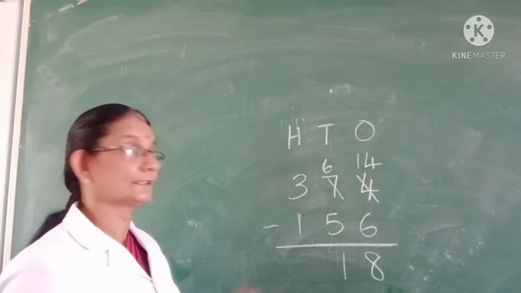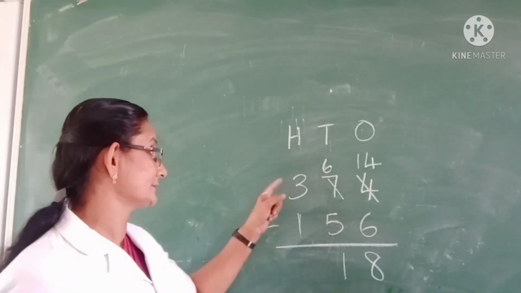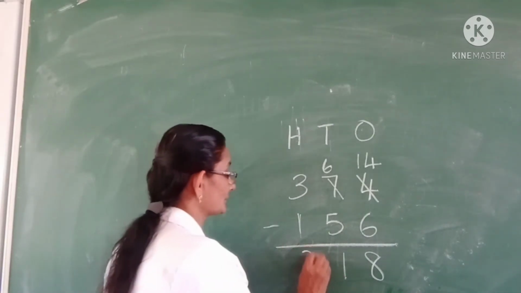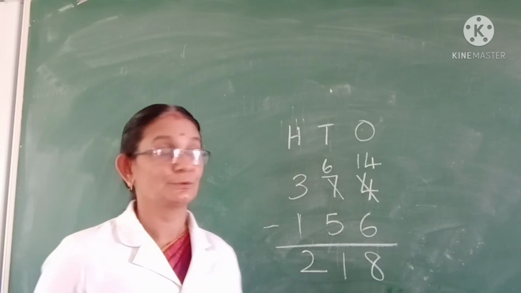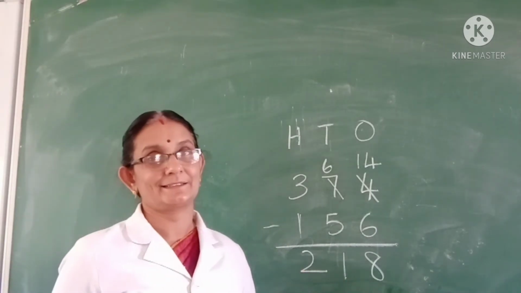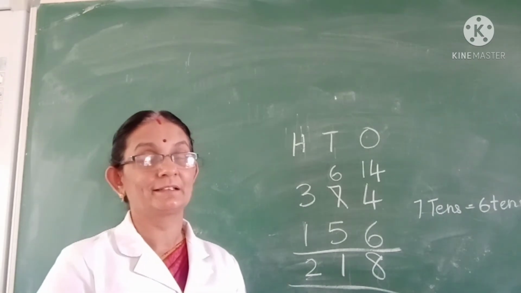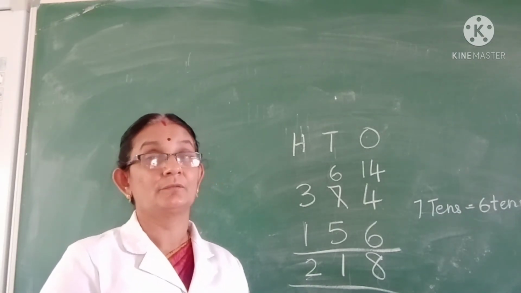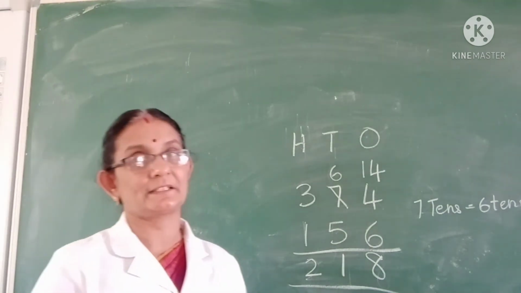Now let us subtract the digits in the hundreds place. That is 3 minus 1 and that is equal to 2. So 3 minus 1 is equal to 2. So the difference or the answer is 280. So children, this is how we subtract 3-digit numbers with regrouping in tens place.